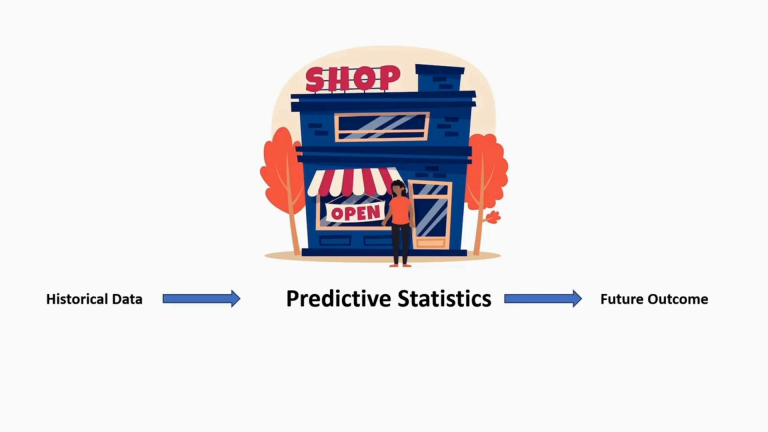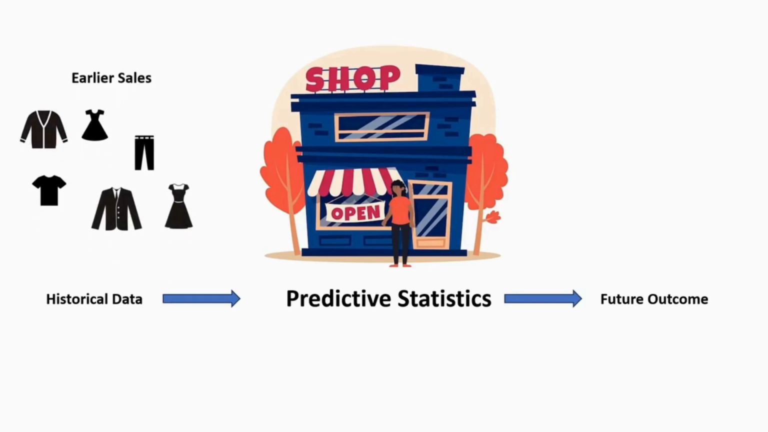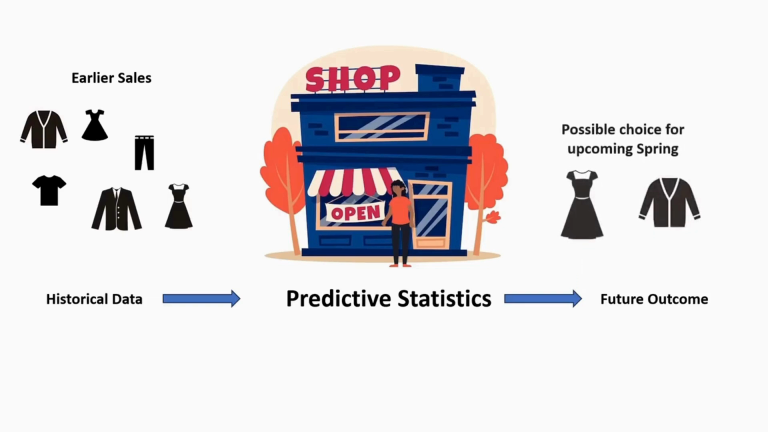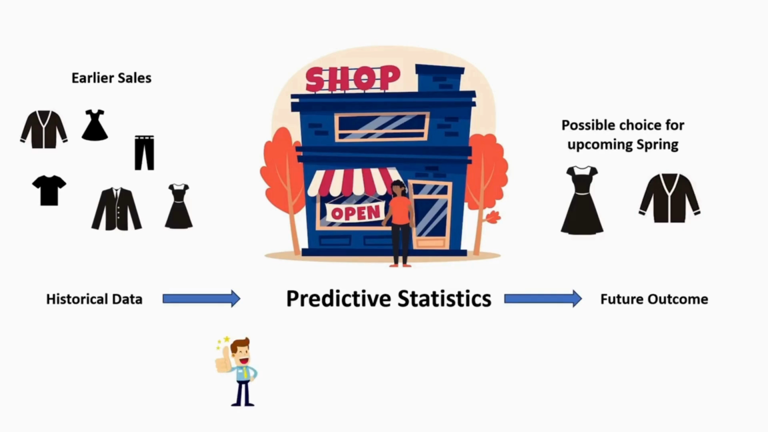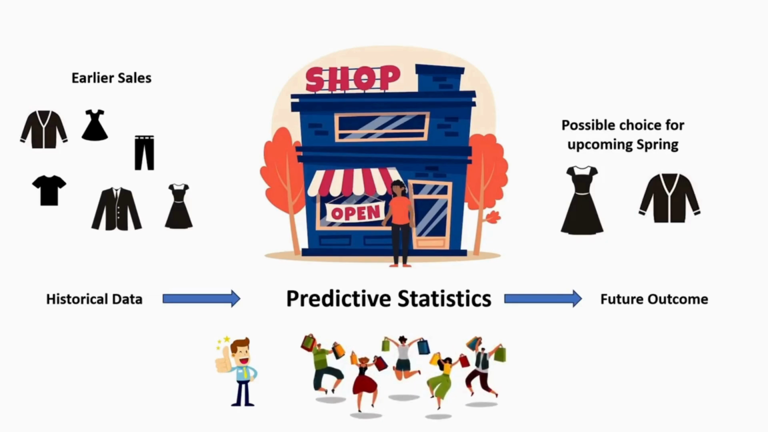They could also predict customer purchasing patterns, like which styles are likely to trend next spring. This enables the retail team to stock the right products and ensure the inventory meets customer demand. Predictive statistics also allows the company to make data-driven predictions, reducing the risk of stockouts and overstocking.